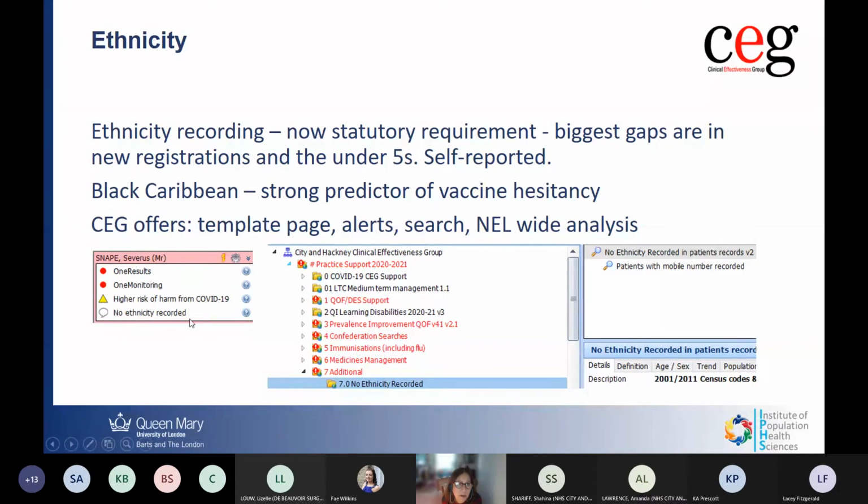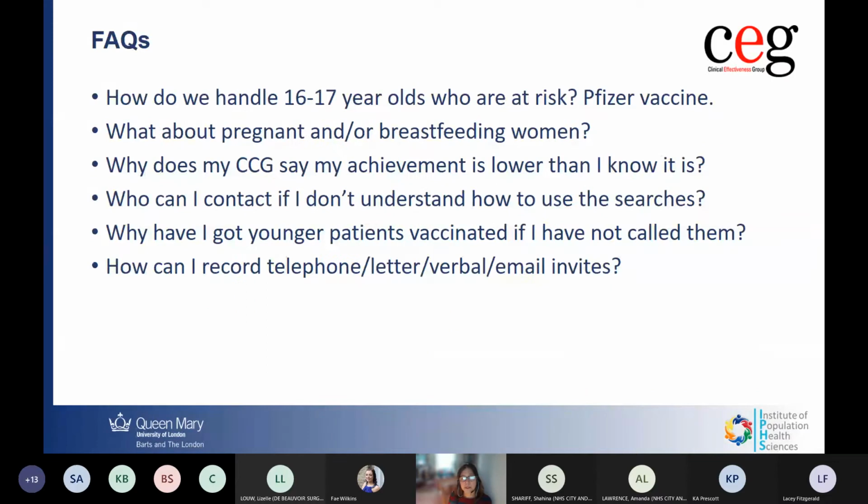So what we've got, just to flag up, is that we do have patient alerts. If somebody hasn't got their ethnicity recorded, you'll get a patient alert. If you double click on that, it'll open up a template very quickly that you can enter it in. If you wanted to have a look to see what patients in our practice don't have ethnicity recorded, there is in the practice support folder, under additional, under 7.0, a search that indicates who hasn't got the ethnicity recorded on their record. So it's just a real push, and a push maybe to flag up to your clinicians that if they see that, it is a quick click and they can record ethnicity if that's been flagged up in the alert.